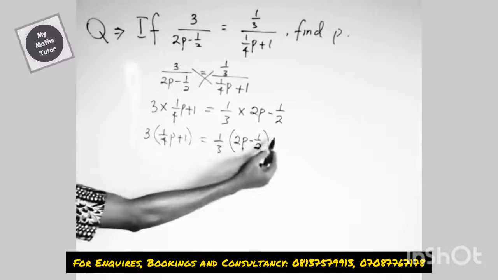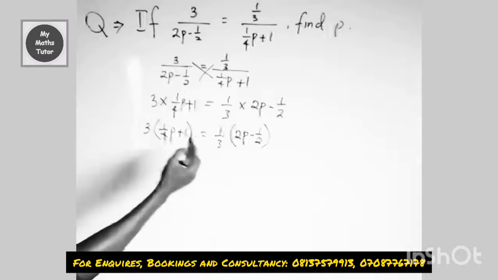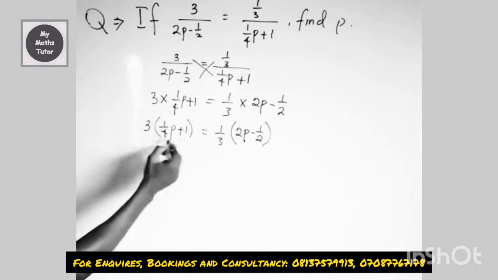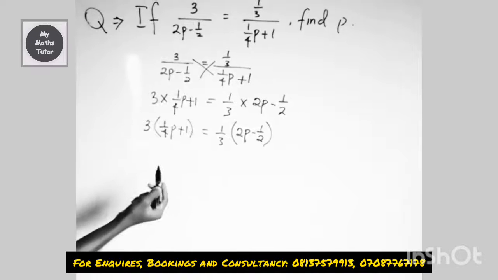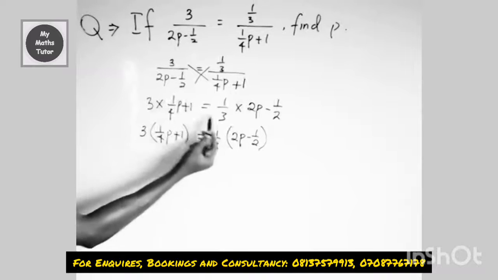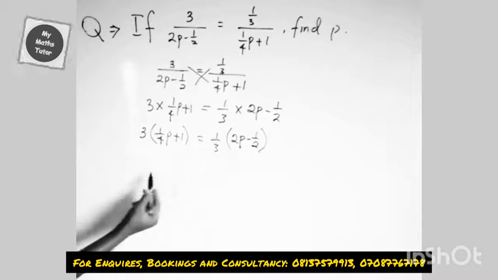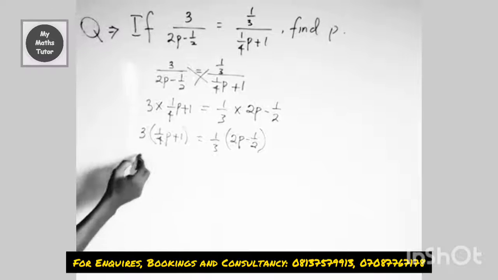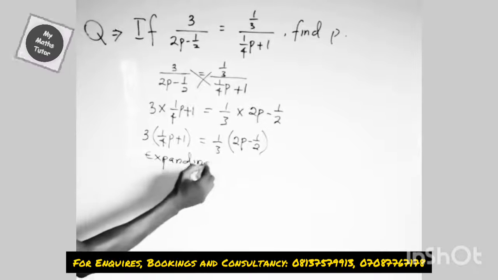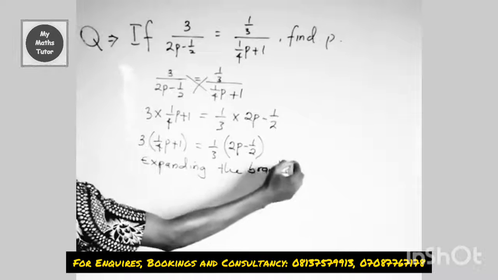The multiplication sign will not be easily used because we are dealing with algebra in this case. So we have to adopt the use of brackets, as you can see. So 3 multiplied by 1 over 4p plus 1 is the same thing as 3 into bracket 1 over 4p plus 1. So they are the same thing. Let's proceed now. We need to expand the brackets now. So, expanding the brackets.